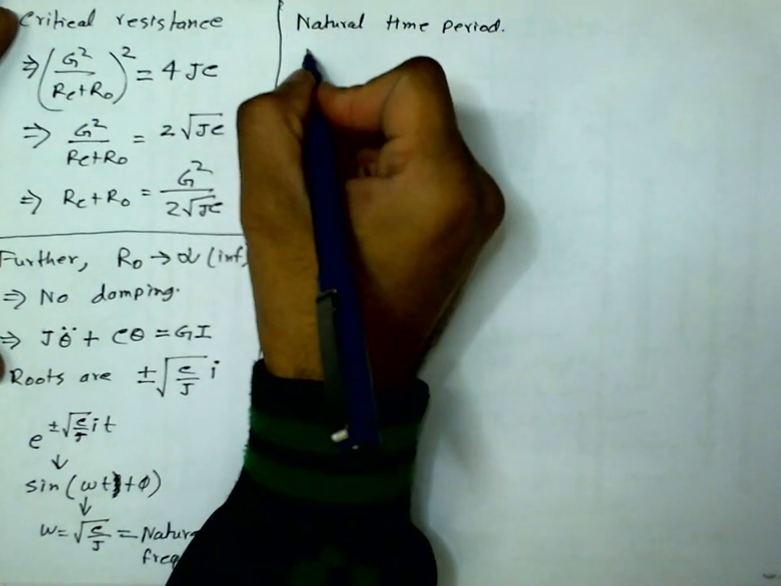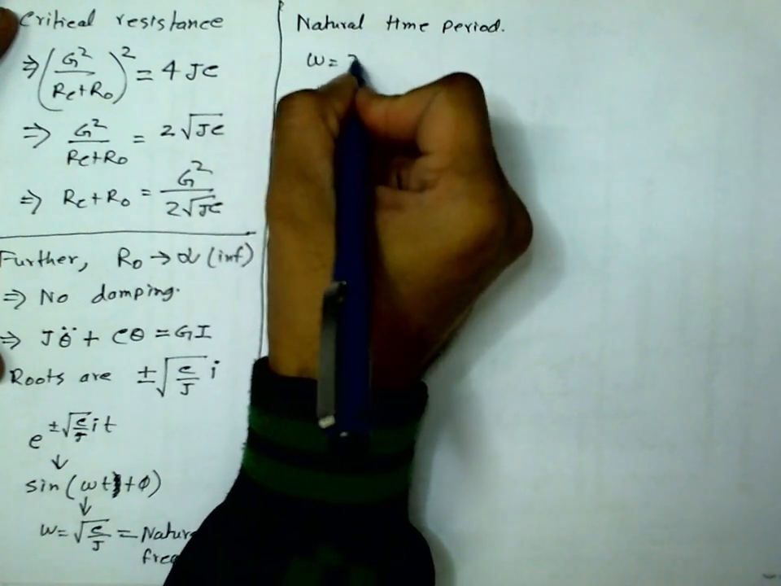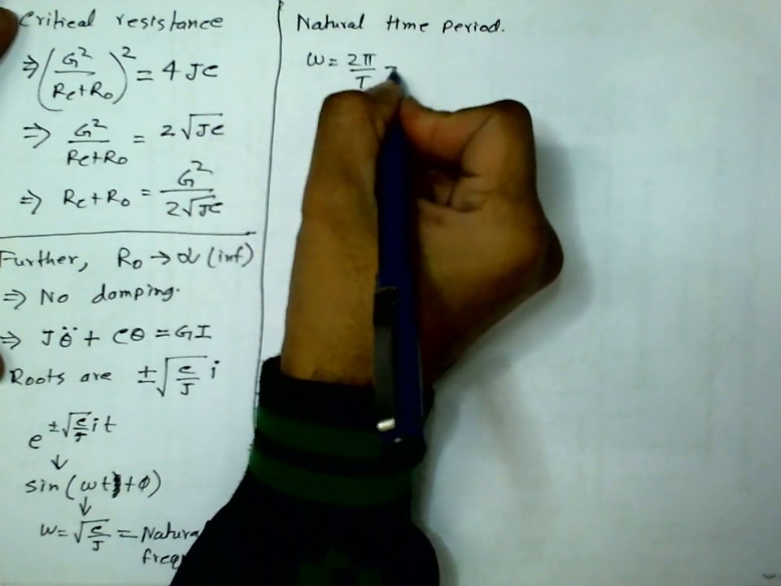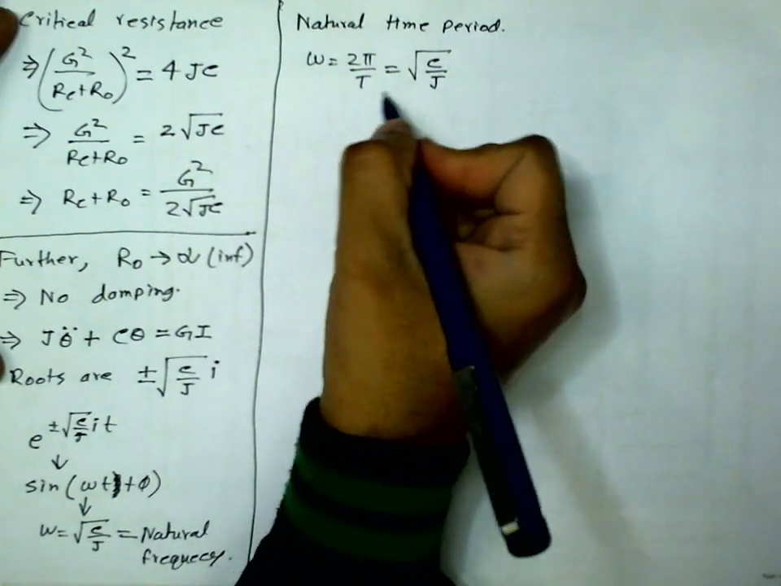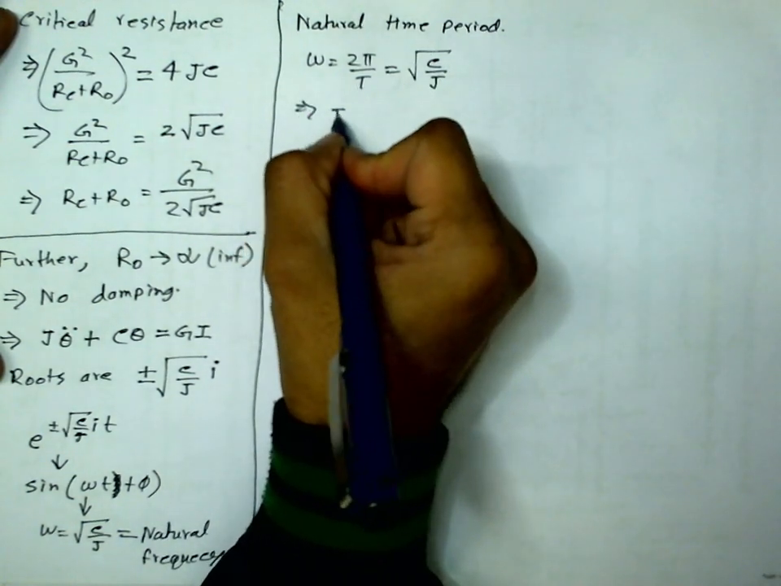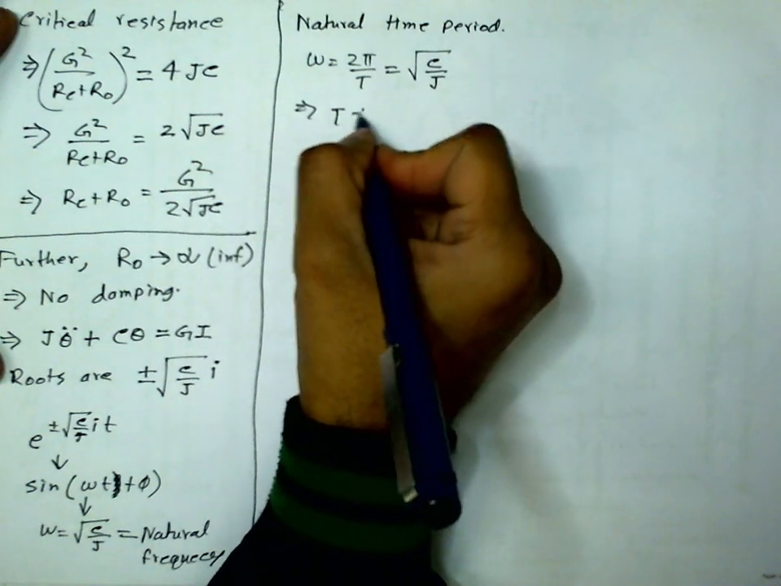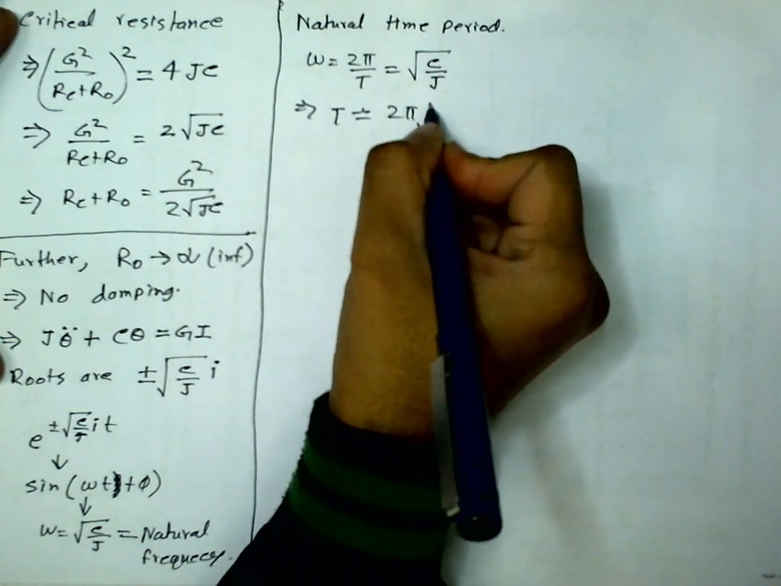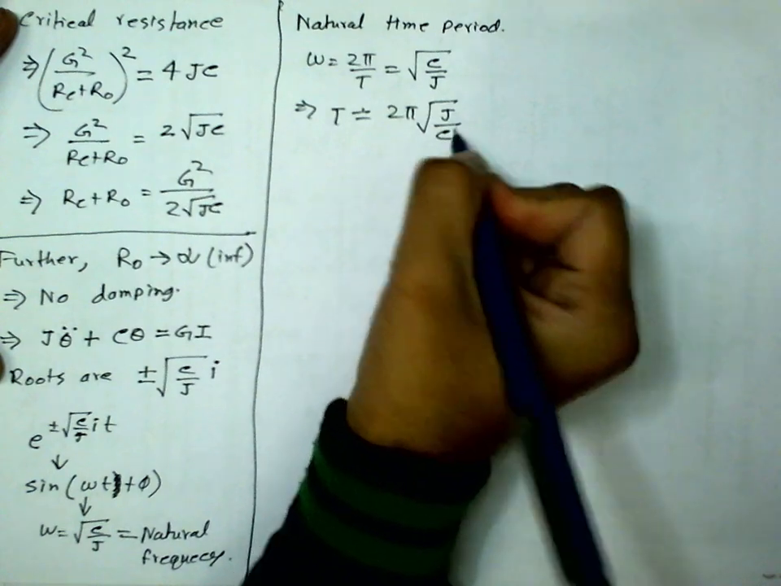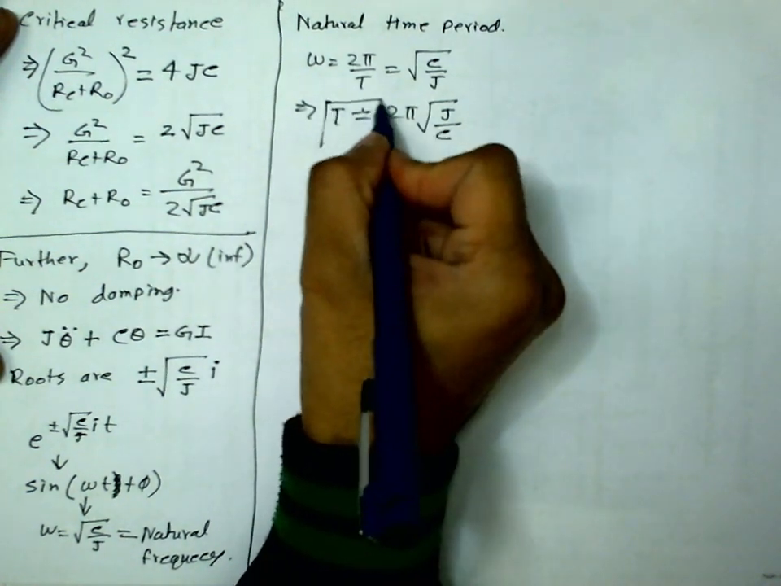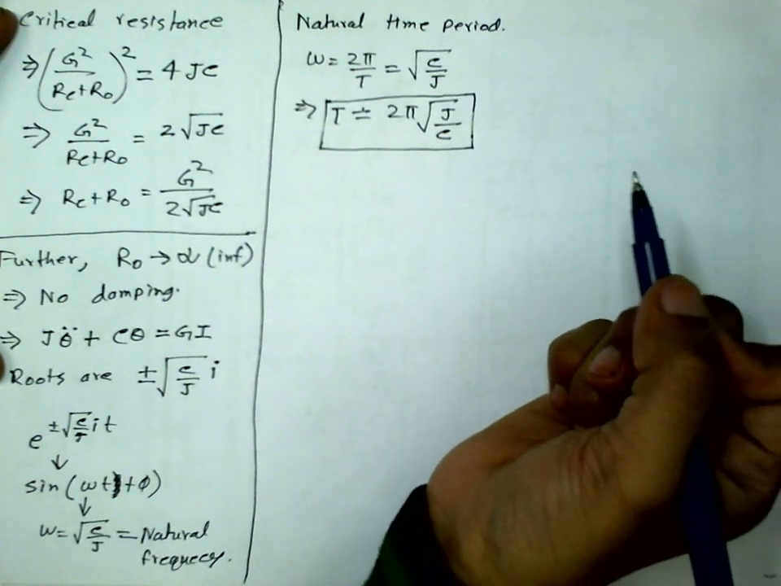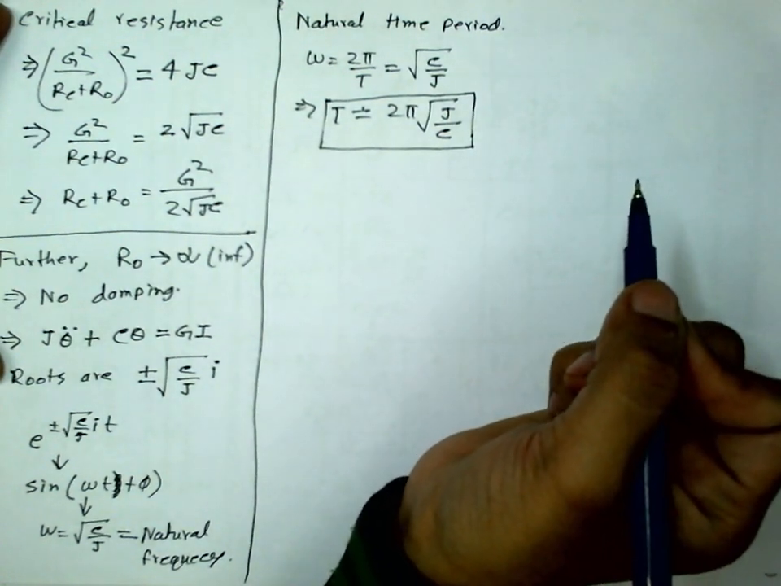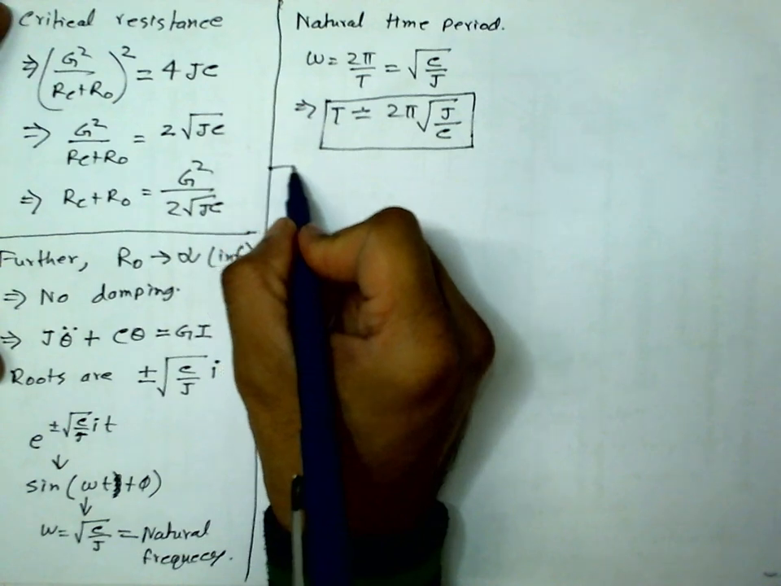Omega is 2 pi by T. So this is equal to root over C by J. So then T comes out to be 2 pi root J by C. So this is one expression that we know. Okay. Now what else do we need?